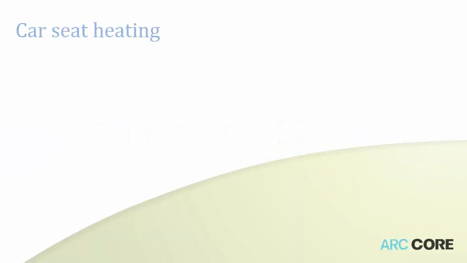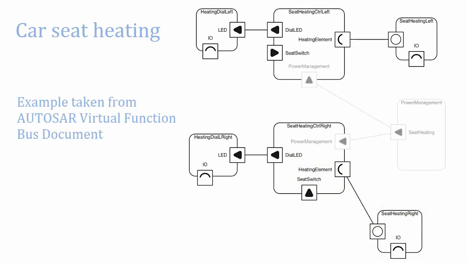So let's have a look at the system that we will be modeling today. This system is actually taken from an example in the Autosar specification that describes the virtual function bus. If we have a look at the picture of the system, we can see that it describes car seat heating for the 2 front seats in a car. This consists of a heating controller, or 2 heating controllers, one for each seat. We have the heating dial, and then we have a heating element.